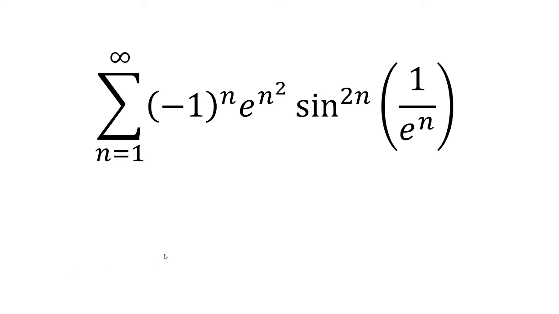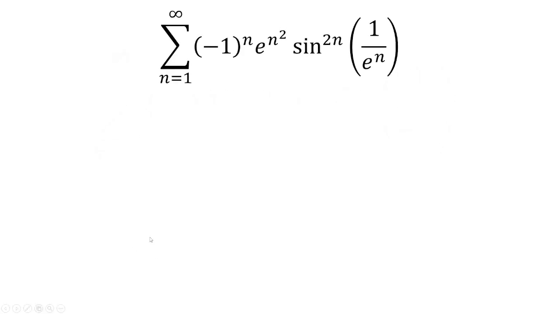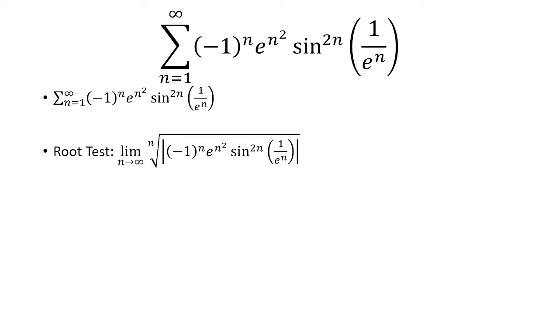Use root tests to determine whether the series absolutely converges, conditionally converges, or diverges. In order to use a root test, what we have to do is find the nth root of the absolute value of whatever's inside the sum. And the limit here has to go to infinity. So the absolute value is just going to get rid of the negative 1 to the nth power because it's going to make it positive.